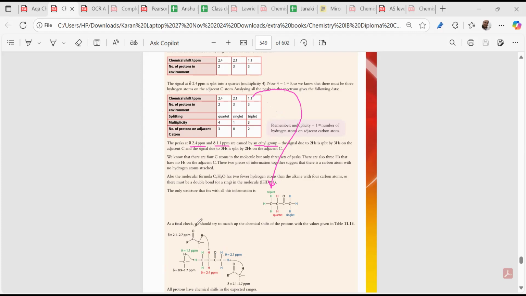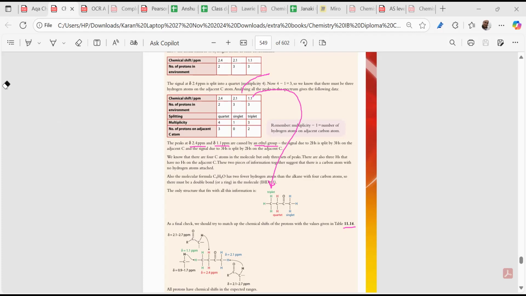Now if you see, as a final check, we should try to match up the chemical shifts of the protons with the values given in table 11.1, right? So if we have got 2.1 singlet, that will be next to what? Also you're getting the number of adjacent hydrogens is 0. So we are definite that this will be there as a CH3 group. Is it clear to you, right?